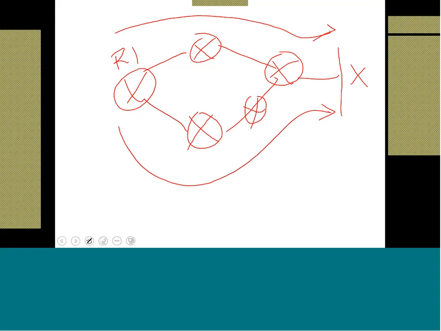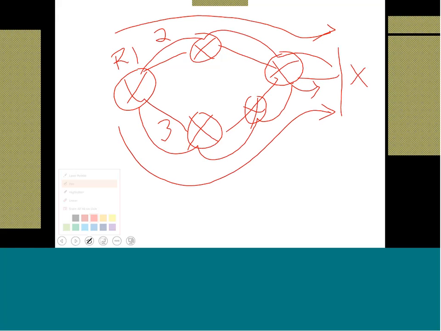You guys agree? Okay. If the metric is hop count, which path is going to be chosen? The one with the least number of hops. So here we've got 1 hop, 2 hops. So the metric for that path is 2. Here we've got 1 hop, 2 hops, 3 hops. So the metric for that path is 3. So R1 is going to choose this top path. Okay, that sounds good. Seems logical.